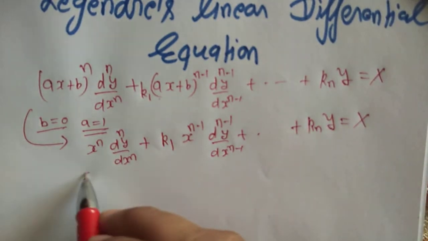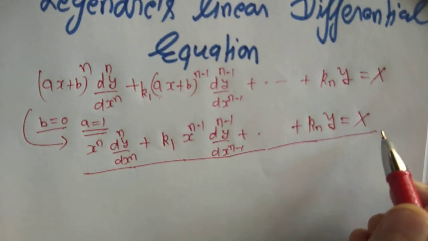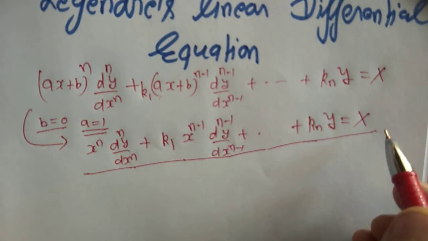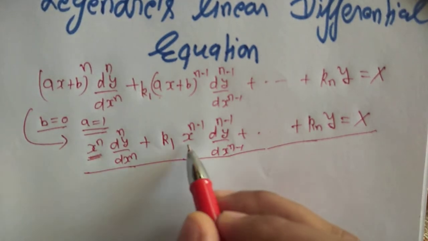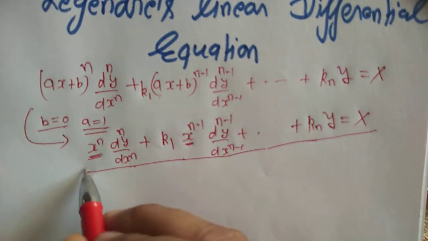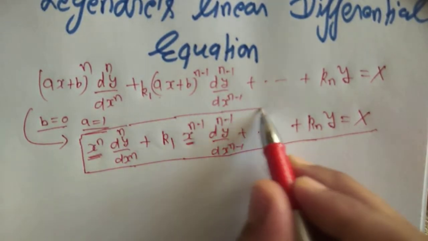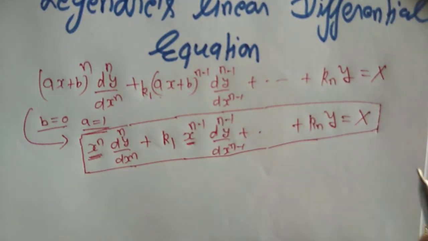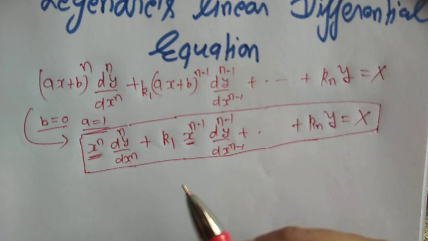This equation we have already solved. You can refer to my previous video, that is the Cauchy-Euler equation. Here the coefficients are x to the power n, n minus 1 and x to the power 0. So what we do, using one transformation, we will try to reduce this Legendre differential equation to a differential equation with constant coefficients.